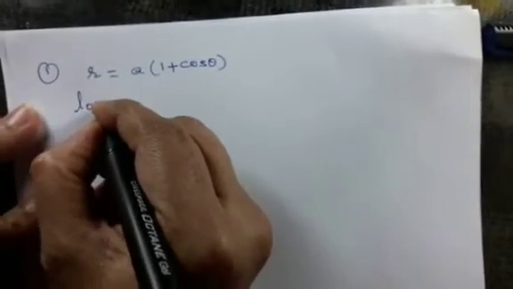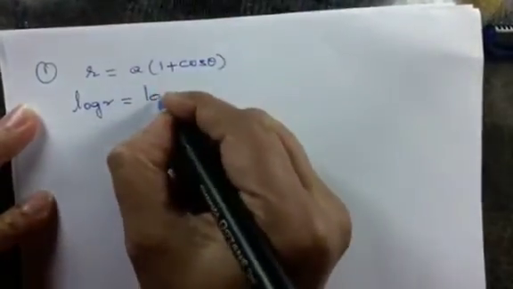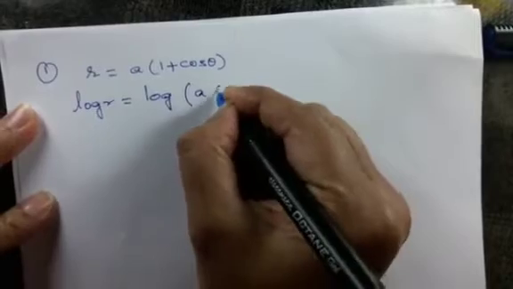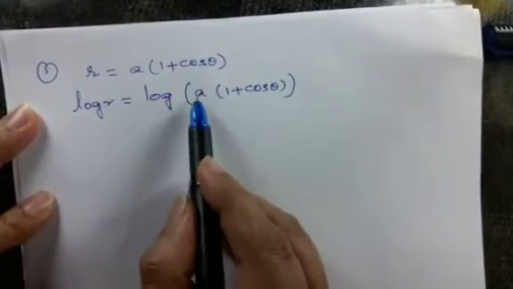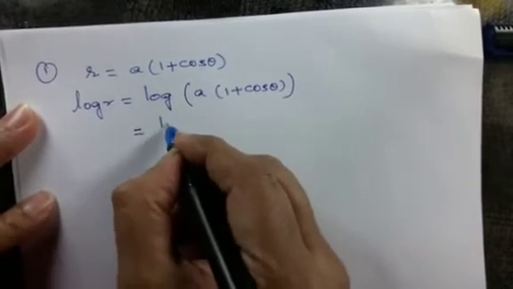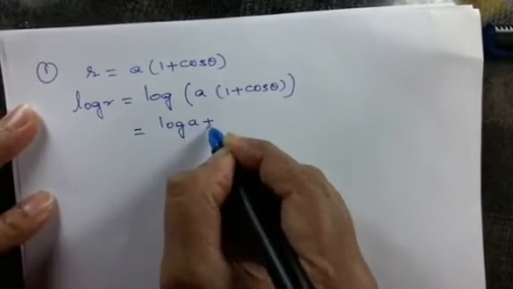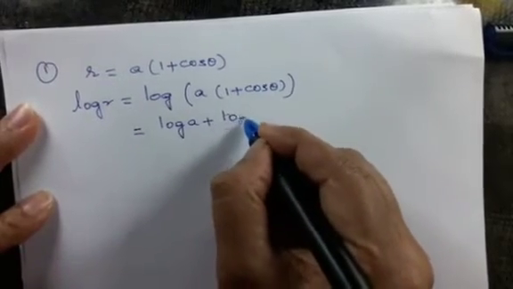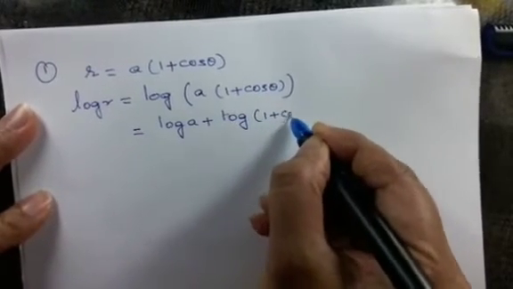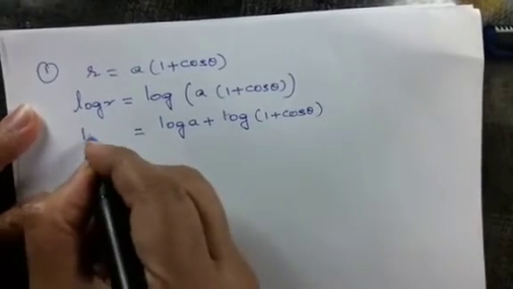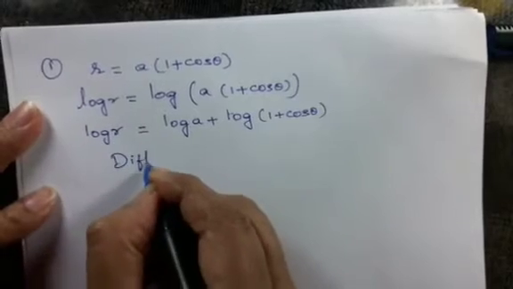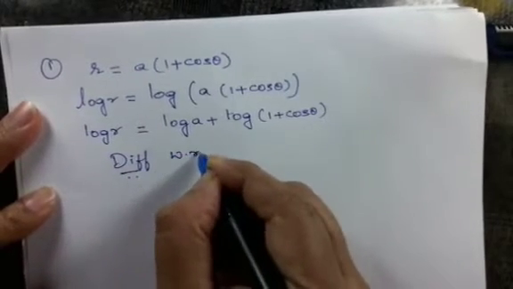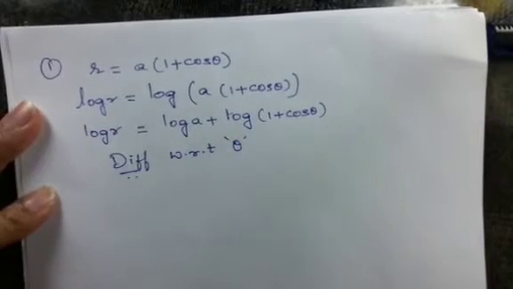So log r is equal to log of a into 1 plus cos theta, correct? Log of a into b is log a plus log b. So I can take log a plus log of 1 plus cos theta. This is equal to log r. Now I will differentiate this with respect to theta on both the sides.